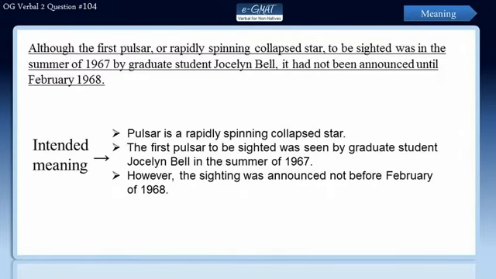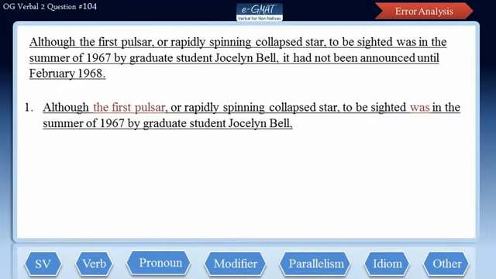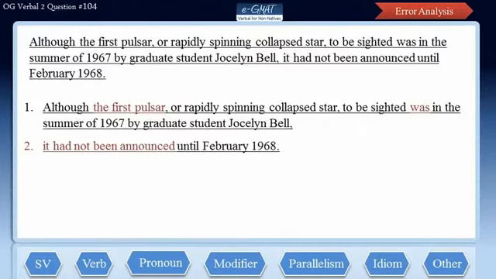Now let us evaluate the errors by splitting this sentence into its clauses. So here comes the first clause. Although the first pulsar or rapidly spinning collapsed star to be sighted was in the summer of 1967 by graduate student Jocelyn Bell, here the first pulsar is the subject and was is the verb. After Bell, we have another subject-verb pair, which means we have another clause here that reads, it had not been announced until February 1968. It is the subject here and had not been announced is the verb.